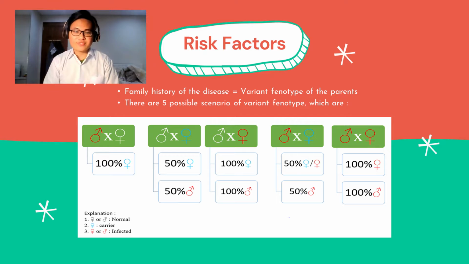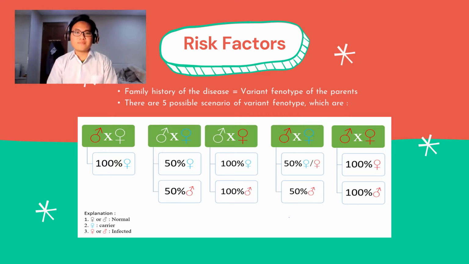Hello, good morning, doctor and friends. My name is Putu Andre Wisnu Sebastian with student number 143. So I'm going to explain about the risk factor of Hemophilia A. The only risk factor of Hemophilia A is the family history, which we can determine from the phenotype of the parents. There are 5 scenarios of parent phenotype. The first, when the father is infected, there are 100% chance the daughter will be a carrier.